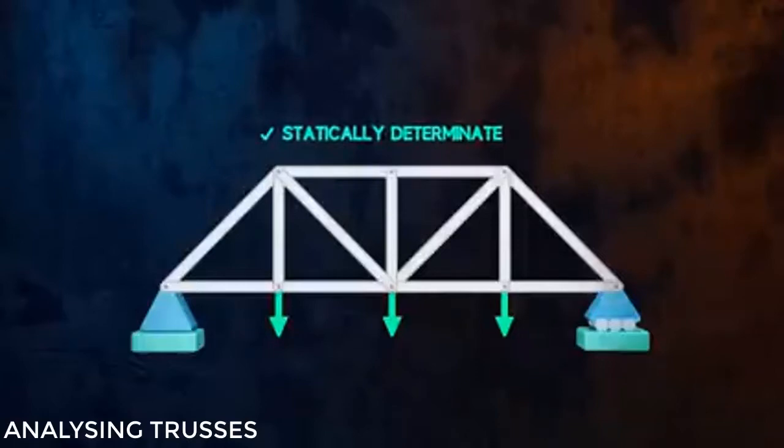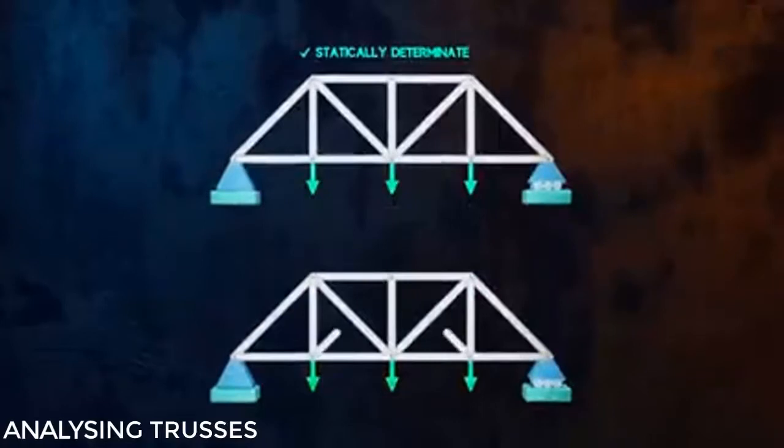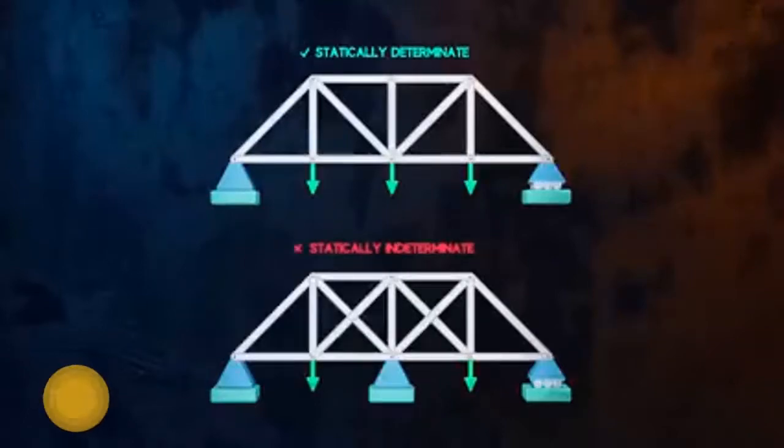Real-life structures sometimes contain more members than are needed for the structure to be stable, as this makes them safer. This means we may not be able to apply the method of joints or the method of sections, because we have too many unknowns and not enough equilibrium equations, either to determine the reaction forces or to determine the internal forces within the truss. These trusses are said to be statically indeterminate and would need to be solved using other methods like the force method or the displacement method.